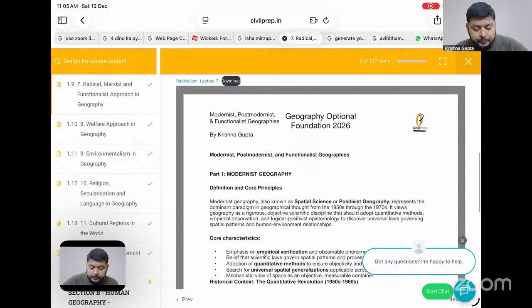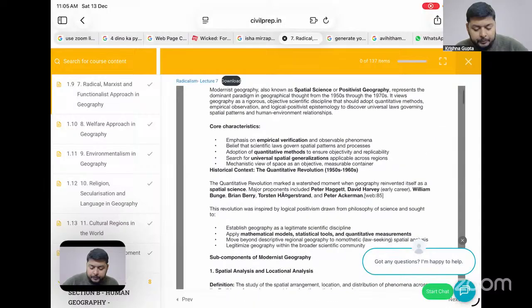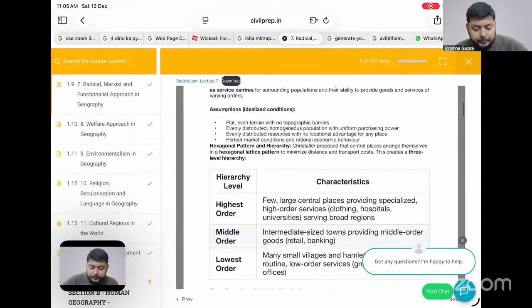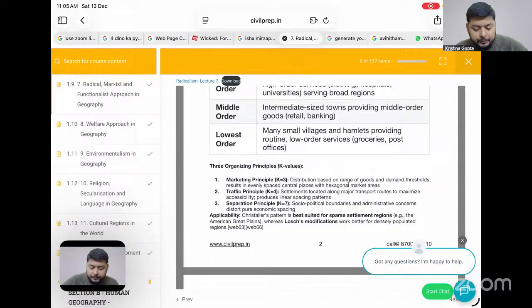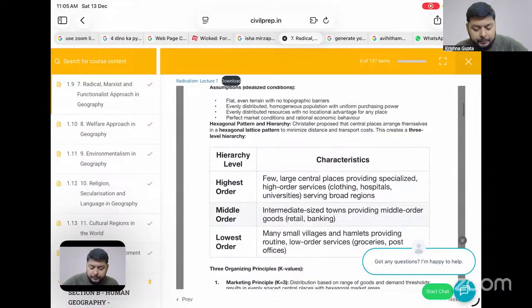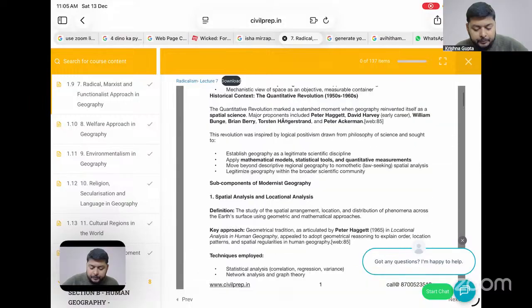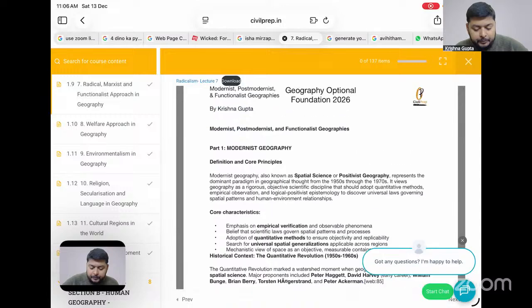The second PDF explains what is modernist, what is postmodernist, and what is functionalist geography. This is an add-on taken by me, because at a lot of institutes I have seen that functionalist geography and postmodern geography are not very well explained. So I have merged this part and provided a separate PDF so that there is no confusion for the aspirant about how to approach postmodern and functionalist geography.